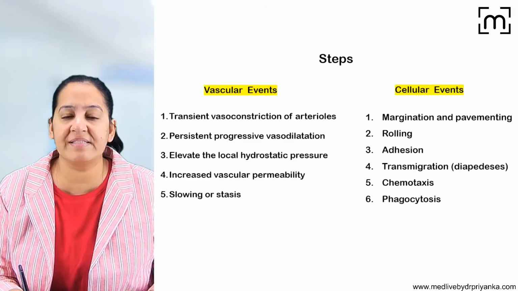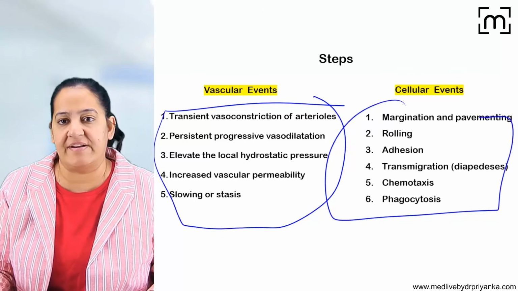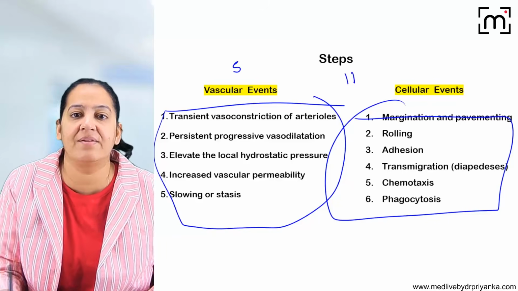Okay, what are the 5 vascular events? These are the 5 vascular events. I'm not reading them. I will directly explain you. And these are the 6 cellular events. So total 11 events, 5 vascular, 6 cellular.